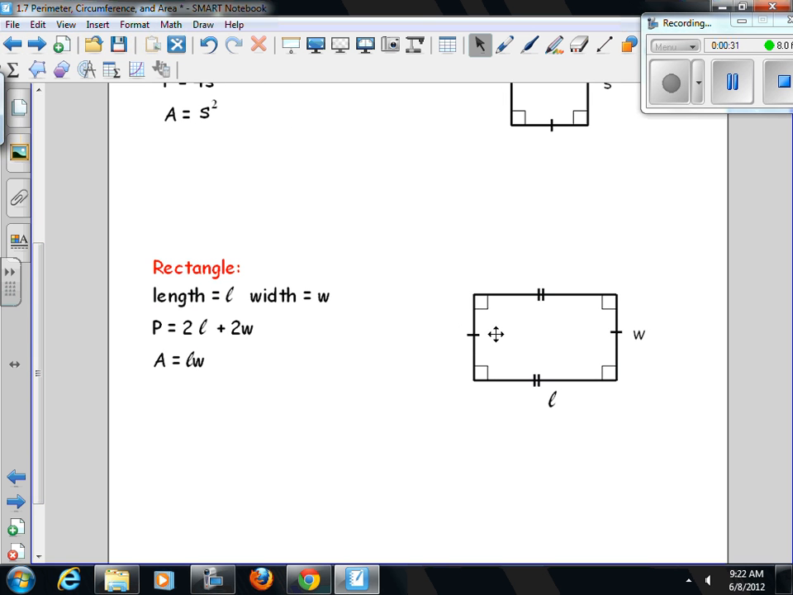For a rectangle, L is the length, W is the width. To find the perimeter, you take 2 times the length added to 2 times the width. And to find the area of the rectangle, you just take the length times the width.